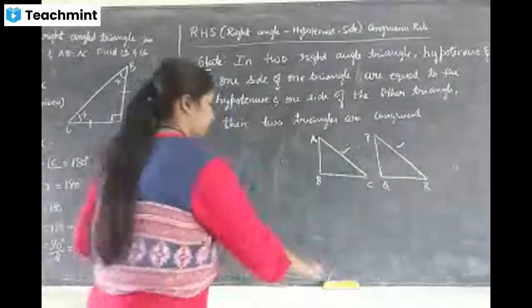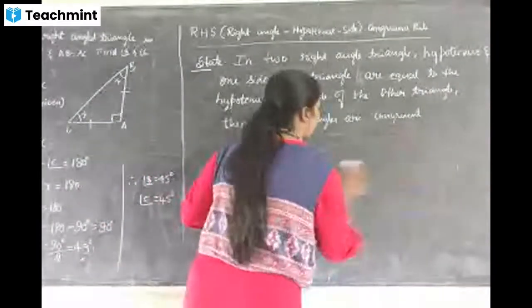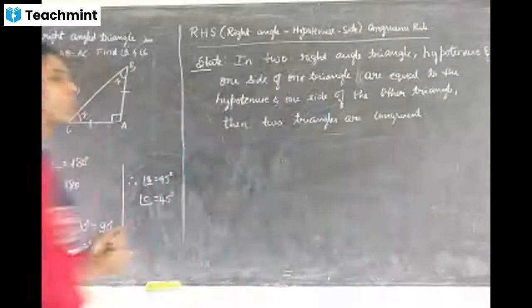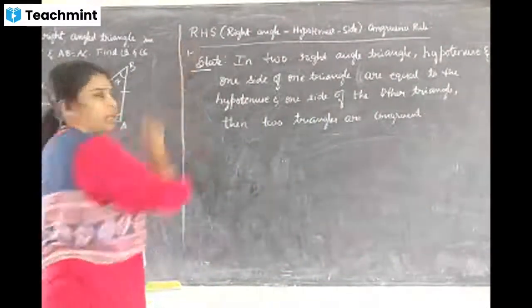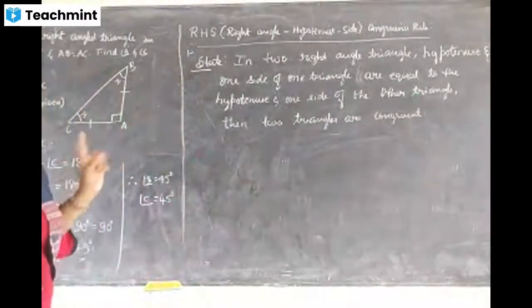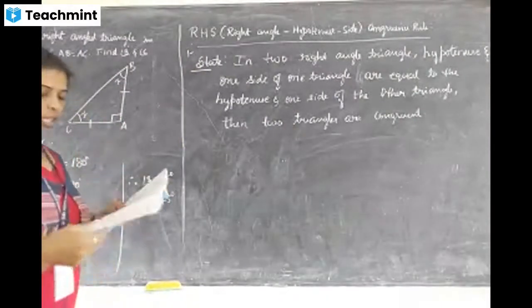Diagram is not needed here, only the statement is important, and we have to solve the problems under that. This is the RHS theorem, a very important theorem. Only the statement may come for 1 mark. Problems are coming anyhow. Okay, now we will solve the problems.